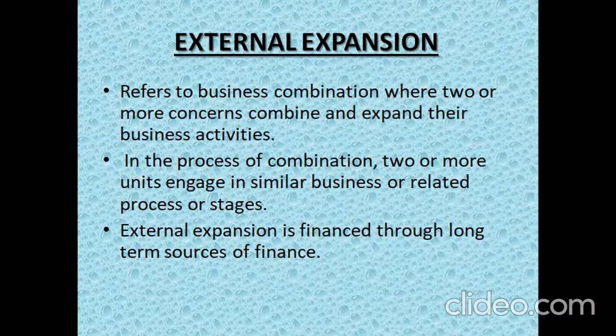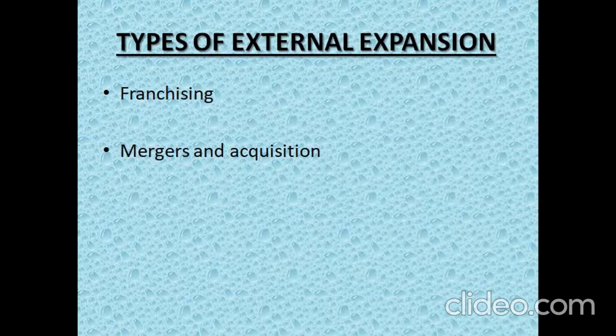So it is a process of combination where two or more units engaged in similar business or related process or stages combine together. And this is financed through long-term sources of finance. External expansion is financed through long-term sources of finance. Then we have types of external expansion. So what are the types of external expansion? There are two types: franchising, and merger and acquisition. So today we'll discuss what franchising is.